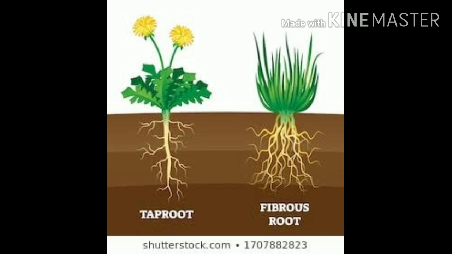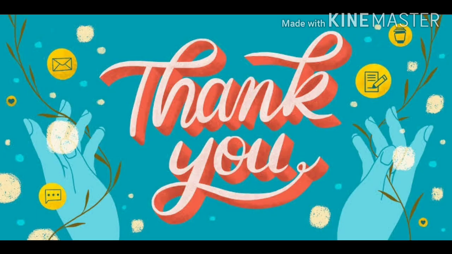We can also differentiate monocot and dicot plants by their roots because dicot plants have a taproot, and on the other hand, monocots have fibrous roots. It was a very basic classification of plants.